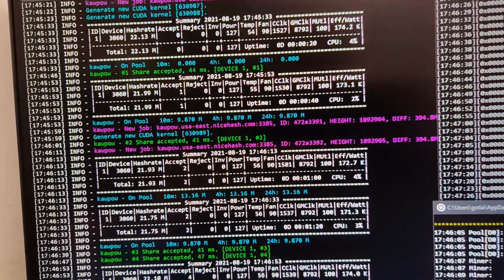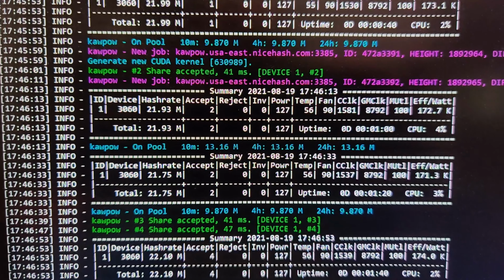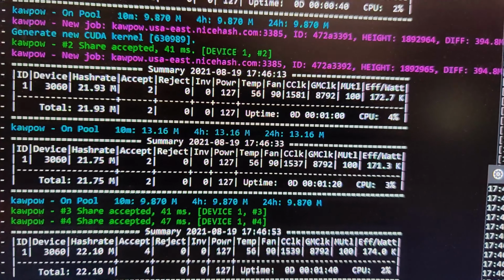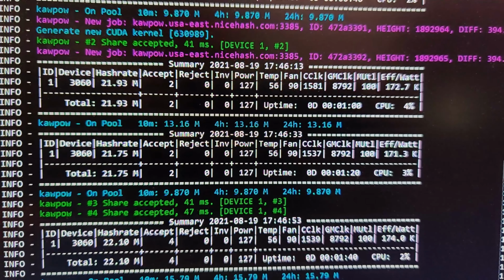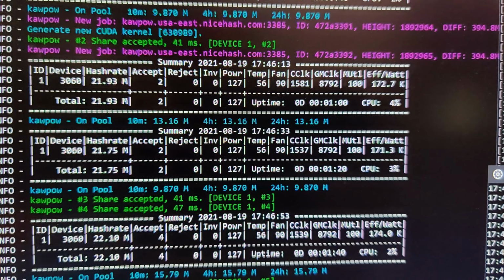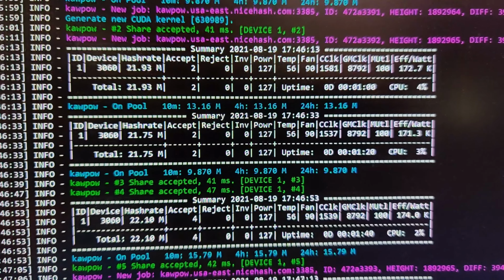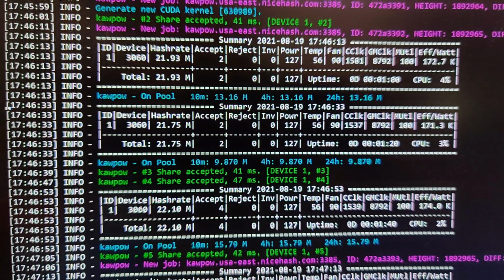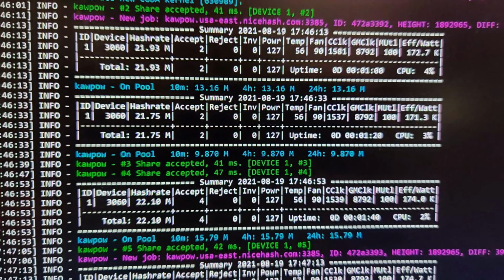So I'm letting it mine. You can see it's accepting shares just fine, sitting at 171 efficiency per kilowatt hour. That is really bad. That is almost half of the efficiency of mining Octopus, but the revenue jumped up quite a bit, and I'll show you that in a second.